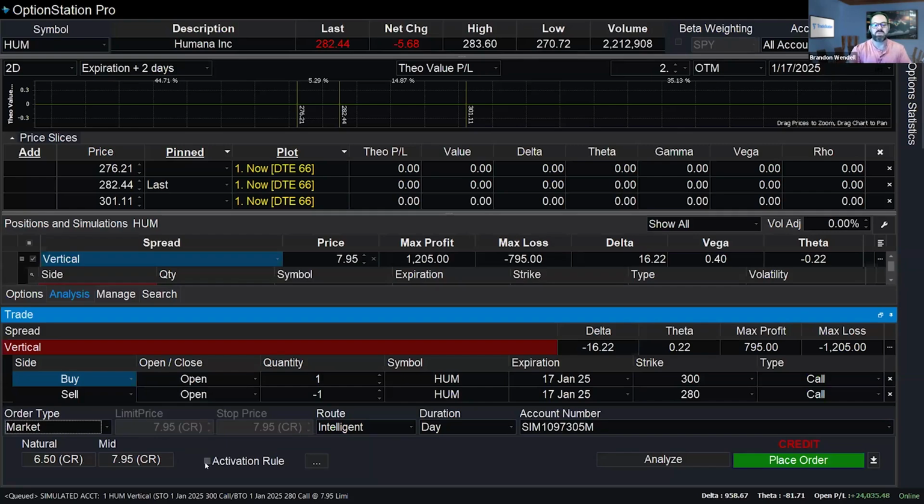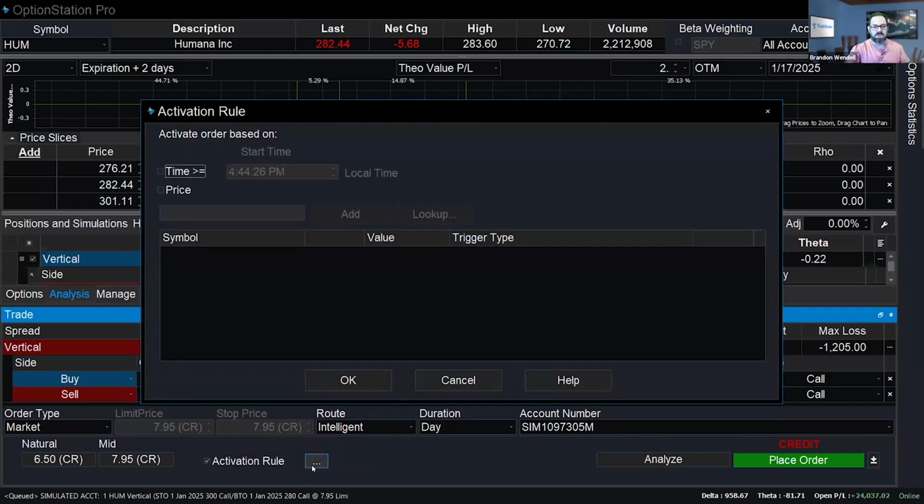So I'm going to use this tool right here called activation rule. Okay. And there is a section in the Options Education Center that talks about this, but we'll practice. So in this activation rule, I click the little ellipsis button. That's the 3 dots. And I say, okay, based on my analysis, if Humana goes up to or equal to 300, I would like to exit. And I know I'm likely to make around $300 profit. It may be more, maybe a little less. It's not going to be exact. We can't predict that exactly.